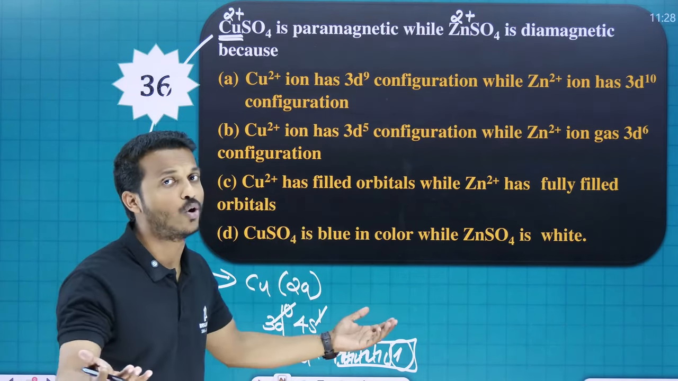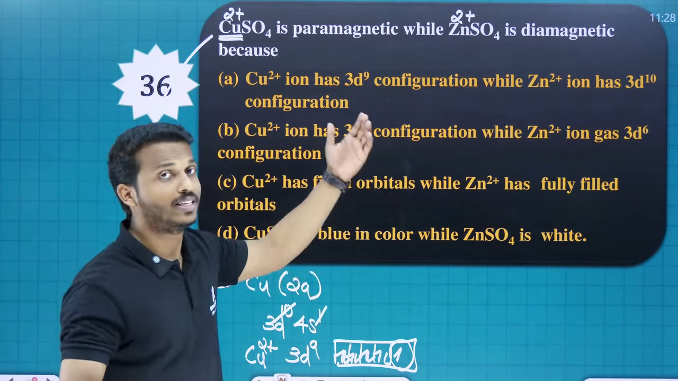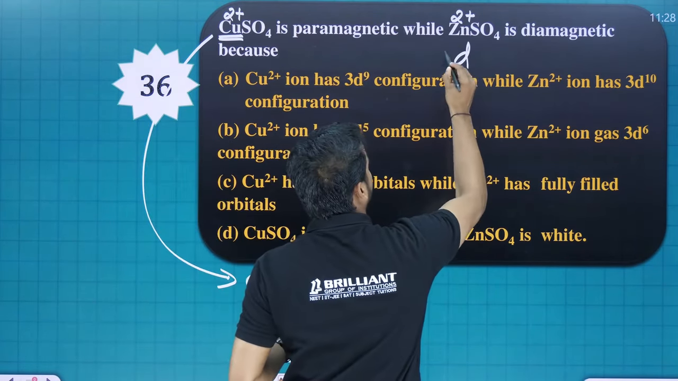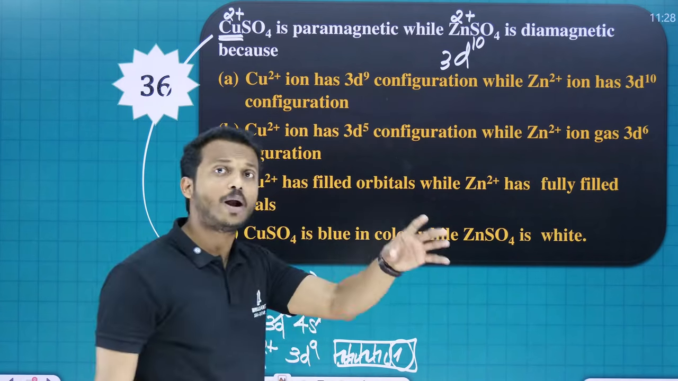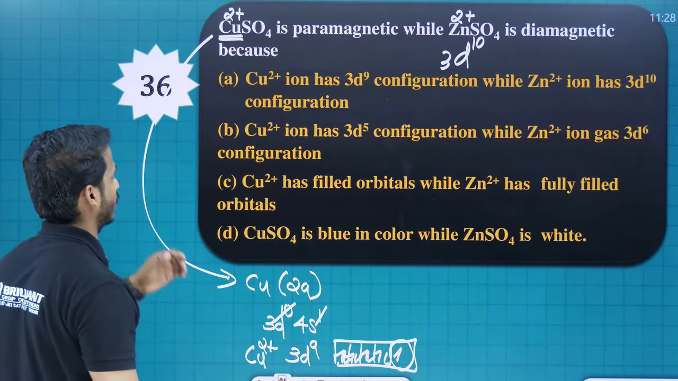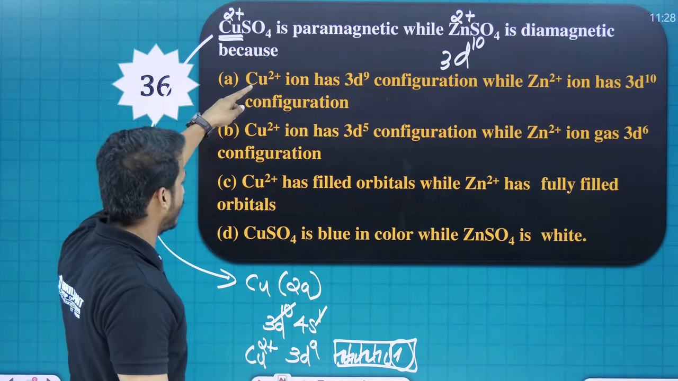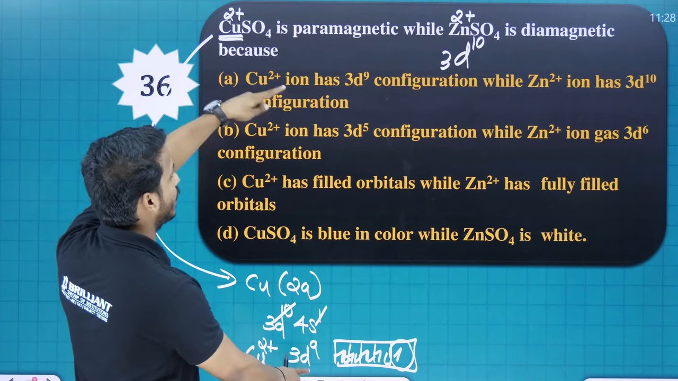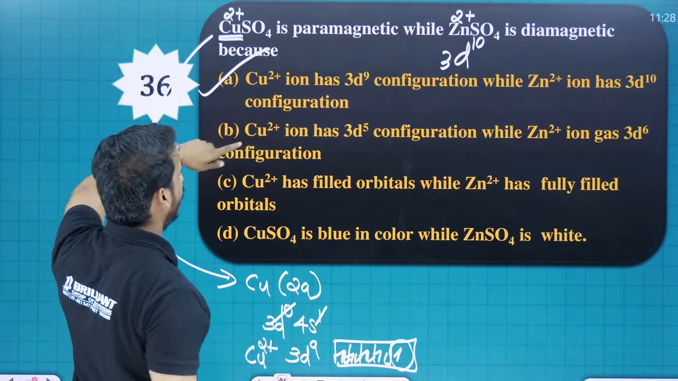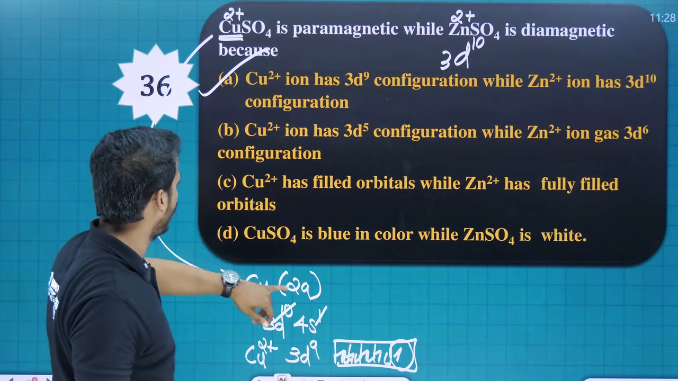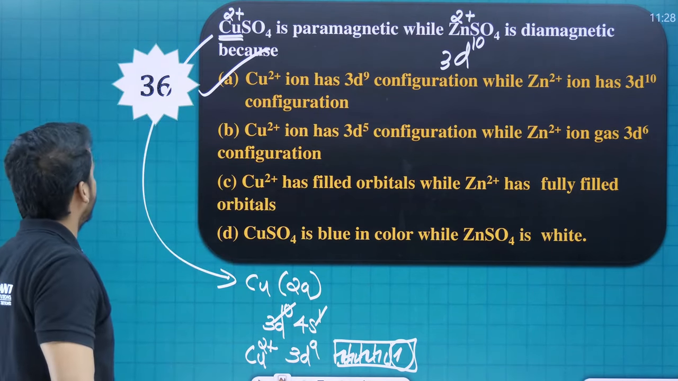But in the Zn case, Zn in the ground state and in the Zn2+ state also has no unpaired electron. It is 3d10. No unpaired electron means they cannot show d-d transition, so it is colorless. So what you can say is that the copper 2+ ion has 3d9 configuration while Zn2+ has 3d10 configuration. Yes, 3d5 no. Copper 2+ has a filled orbital, no. Copper sulfate, no. Right.